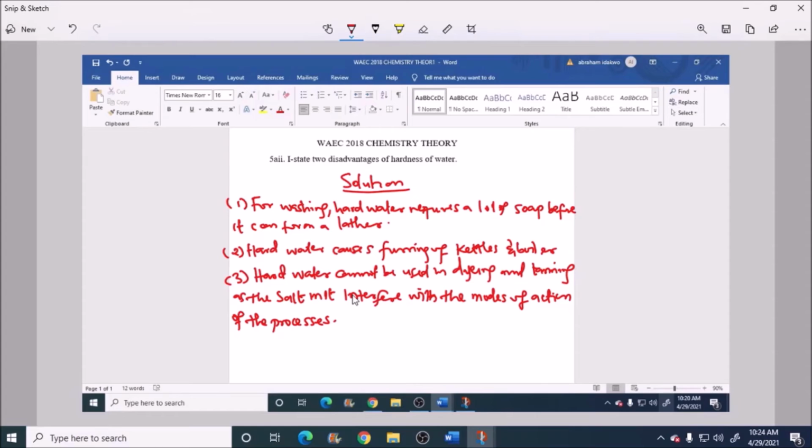So these are the disadvantages of hardness of water. We are asked to just mention only two here, so we can just pick any two of the above mentioned disadvantages of hardness of water.